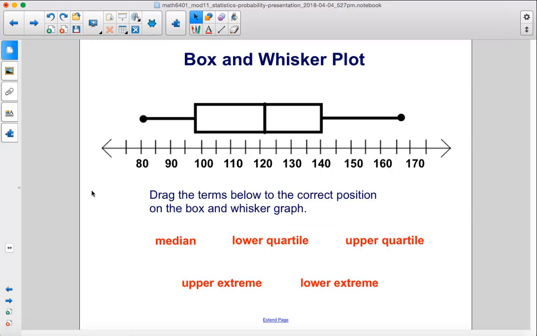Drag the terms below to the correct position on the box and whisker graph. Alright, so the median is this line in the middle. The lower quartile is the left edge of the box. The upper quartile is the right edge of the box here. The upper extreme is this top point here, and the lower extreme is all the way over here.